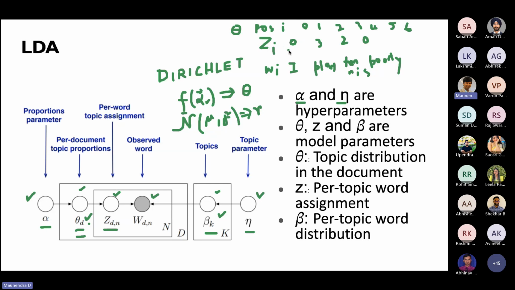So z, if you look at a document, will be a sequence of topic numbers, and wi will be a sequence of the actual observations of words. So the total iteration will be the total length of the document, the number of tokens in the document.